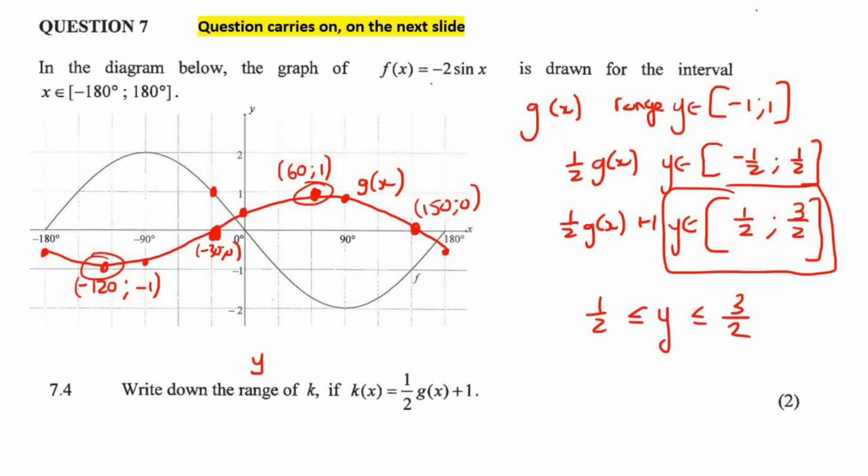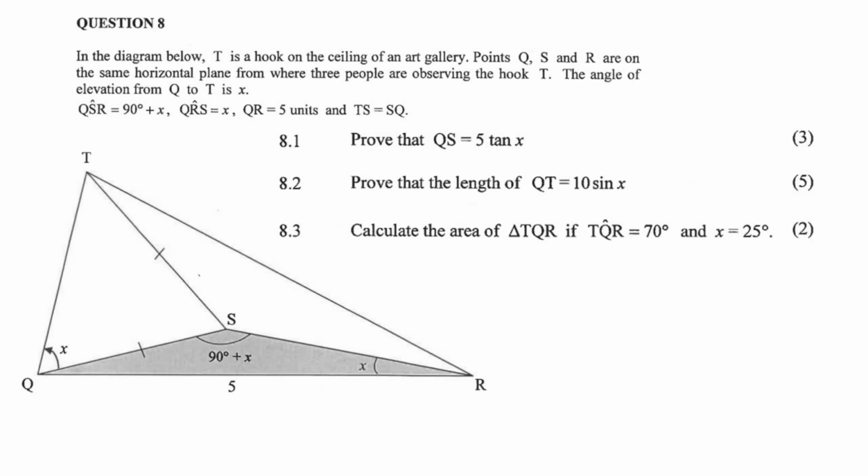So in this question, we have been given a diagram. They say that T is a hook in the ceiling of an art gallery. Points Q, S, and R are on the same horizontal plane. Okay, so these 3 points are flat on the floor. Some students do struggle with the whole view of 3D, but that's on the floor. And then there are 3 people observing the hook T. The angle of elevation from Q to T is x, but they've told us that already. QSR is 90 plus x. We've got that.